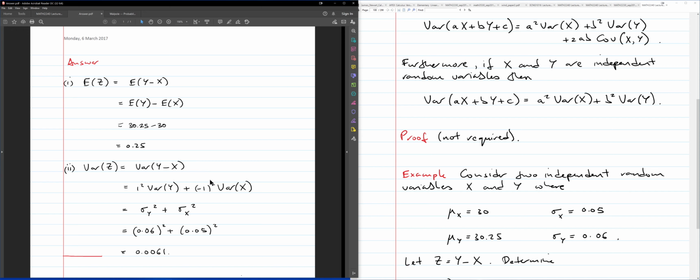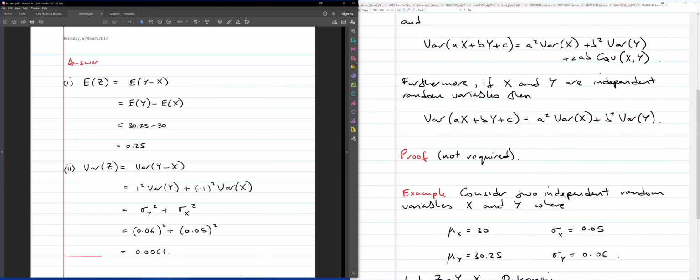Similarly, we use this formula here for the variance to calculate the variance of z. So z again is y minus x, so I'm working out the variance of y minus x. I'm using this formula over here. Remember that x and y are independent, given in the problem, so I use this version here. I don't use the one with the covariance.